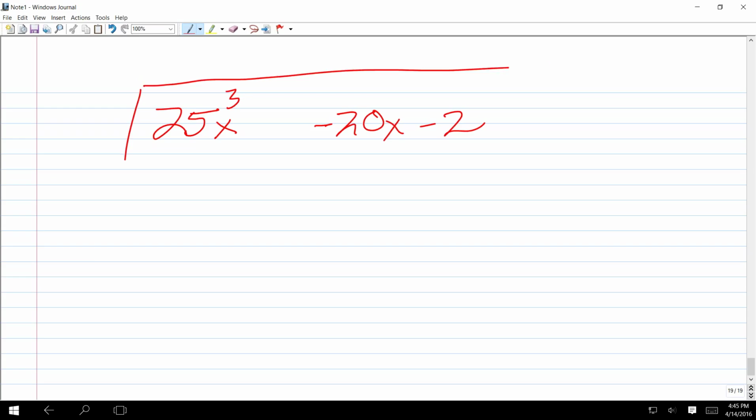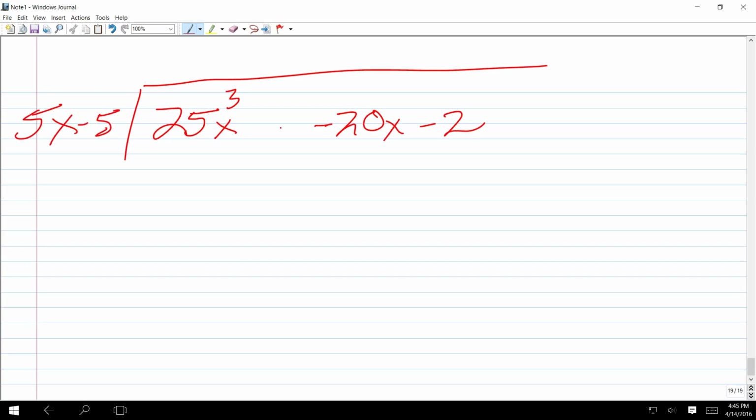Division problem, it's 25x cubed. Hold on a second. Let me write it low enough that I'll have room. Okay. 25x cubed minus 20x minus 2. Hold on. Okay. And then minus 2 divided by 5x minus 5.